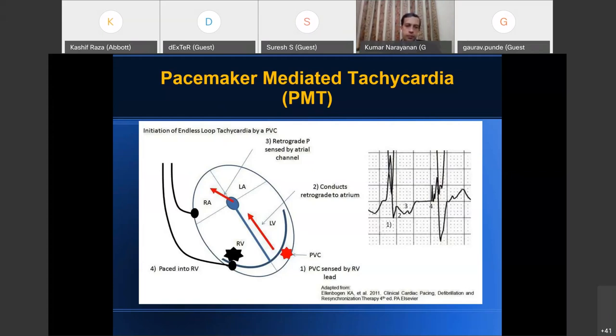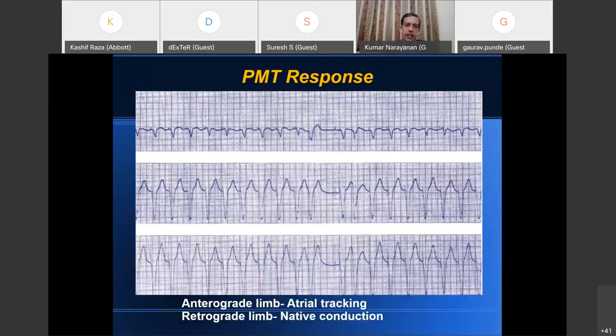Here is a PMT tracing, where you can see a running tachycardia, which is terminated briefly by a PVC. And again, another PVC initiates the run of PMT. The antegrade limb of this tachycardia is atrial tracking by the device. The retrograde limb is native VA conduction.